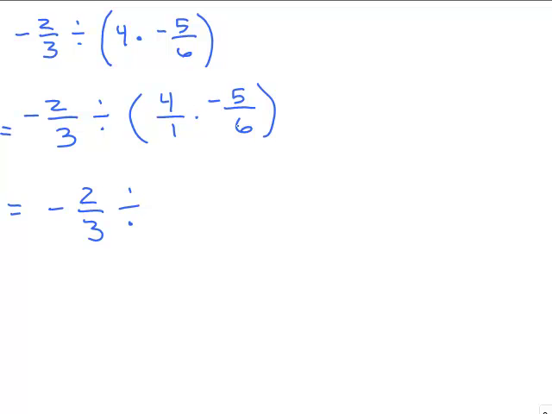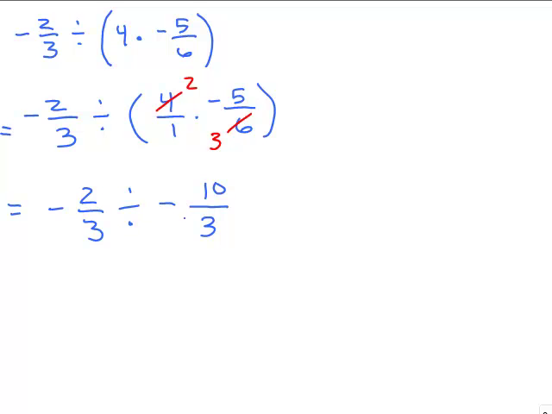And then I see if I can cancel anything. Well, 2 goes into both 4 and 6, so I'm going to cancel. So in the numerator, 2 times 5 is 10. Now don't put negative 10 because I already put that minus sign out here. And in the denominator, I have 1 times 3, which is 3.